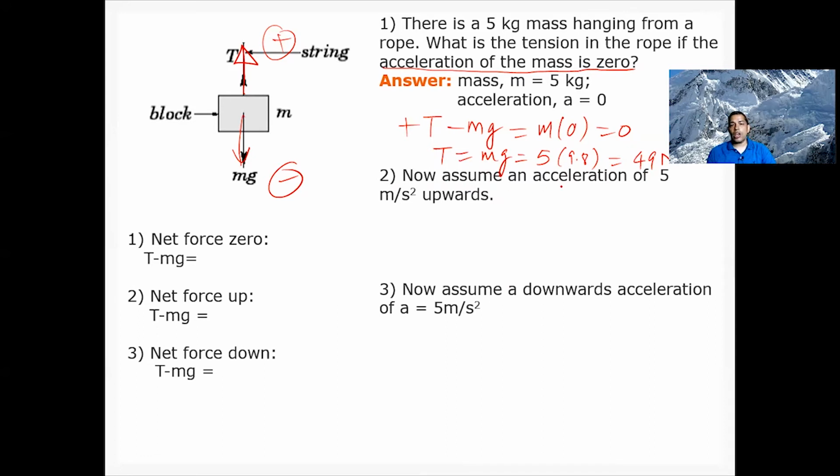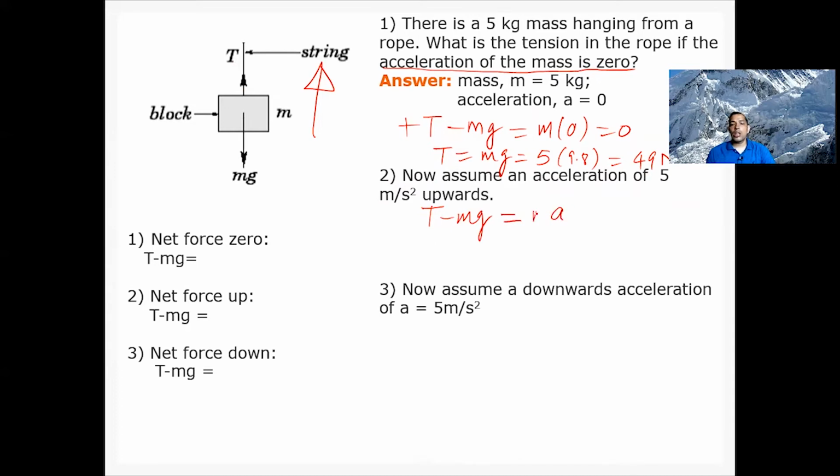Now assume an acceleration of 5 meter per second square upward. Now, the mass is moving up. Unlike in part 1, in that case acceleration was 0. Now acceleration is not 0, acceleration is upward. So 5 meter per second square upward. Okay, so meaning net force is T minus mg, obviously, right? That's the net force.